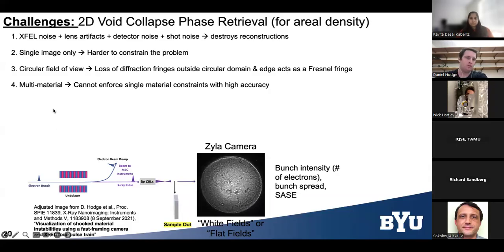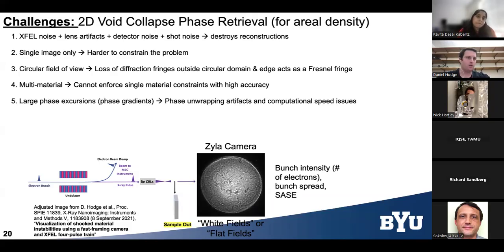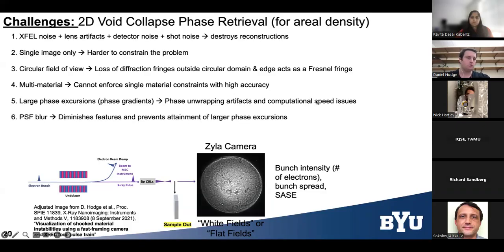Another issue here is that we have to deal with a multi-material. So we can't truly enforce single material constraints with high accuracy, which is an issue. Another thing too is large phase excursions or these large phase gradients, right? This compressive wave is compressing a material significantly, such that the shock wave has really strong phase gradients compared to the rest of the material. And so you have to do something like phase unwrapping, but you get these artifacts, because phase unwrapping could introduce artifacts, and also phase unwrapping leads to a lot of computational speed issues.